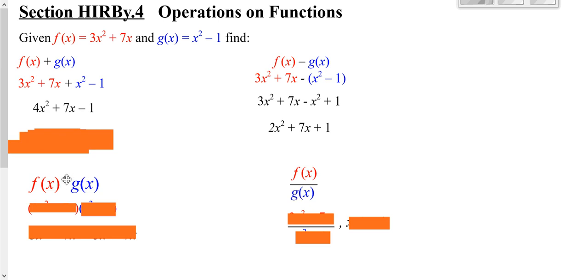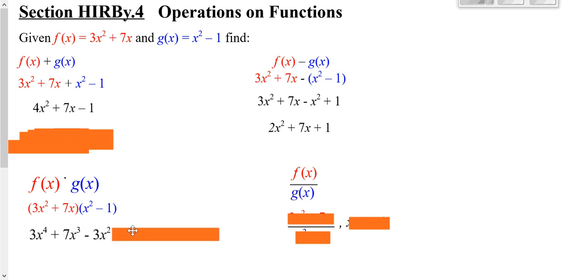The dot in between your f and your g down here is just multiplication. So we got to take our red f times our blue g. We'd have 2 terms times 2 terms, and we just have to FOIL. We'd multiply together your first terms, your outer terms, your inner terms, your last terms. We have no like terms, so we don't do anything.